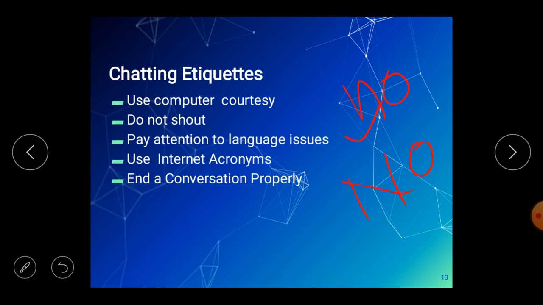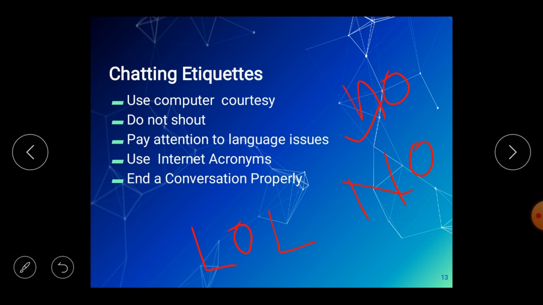The next one is use internet acronyms. What is this? This is the short form of the words used on the internet for communication. Usually for laugh out loud we use LOL. So this is an internet acronym. It is simple to type and easy to understand, so it can be used when we are chatting or talking to someone on the internet.